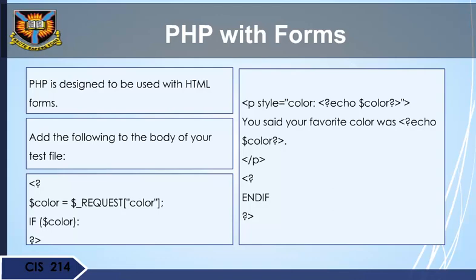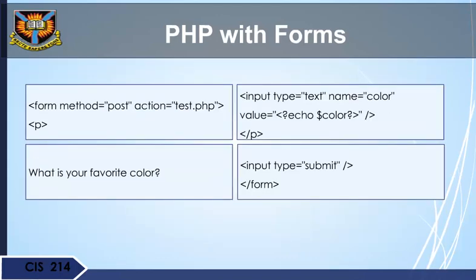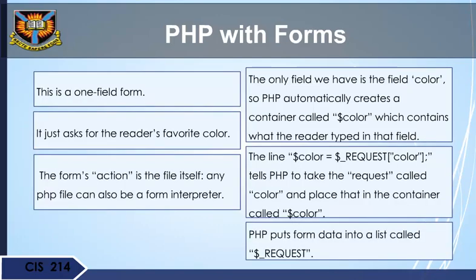PHP with forms. PHP is designed to be used with HTML forms. Add the following to the body of your text file. You said your favorite color was, and if form method is equal to post action is equal to test.php. This is a one-field form. It just asks for the reader's favorite color. The form's action is the file itself. Any PHP file can also be a form interpreter.